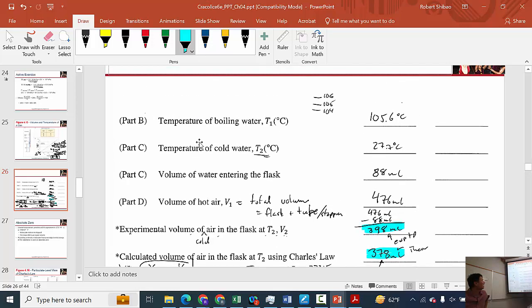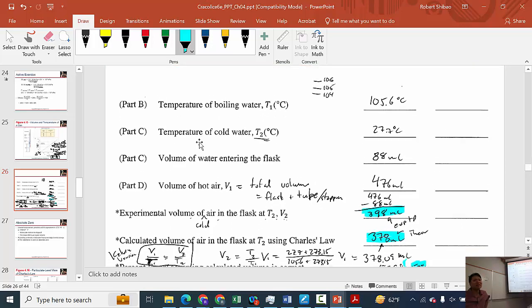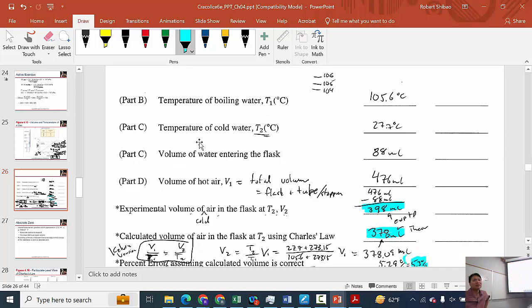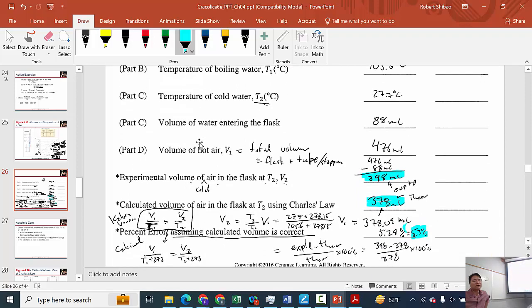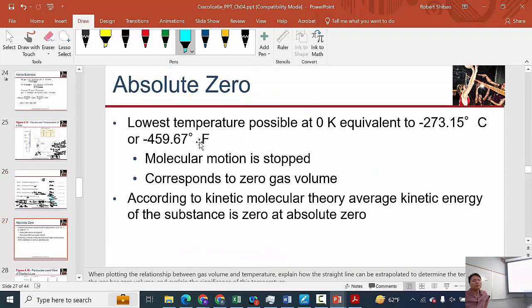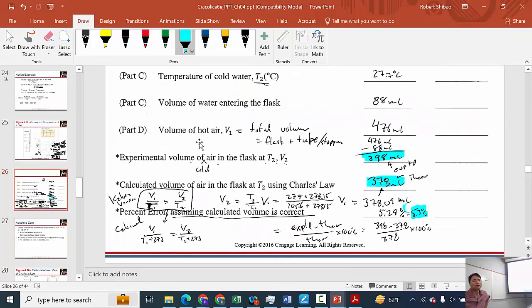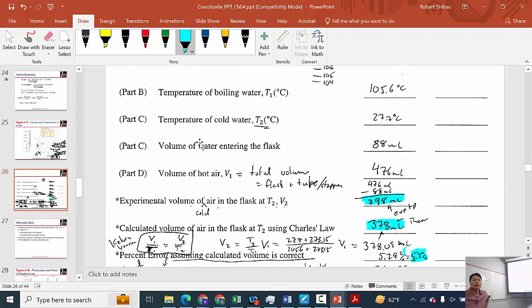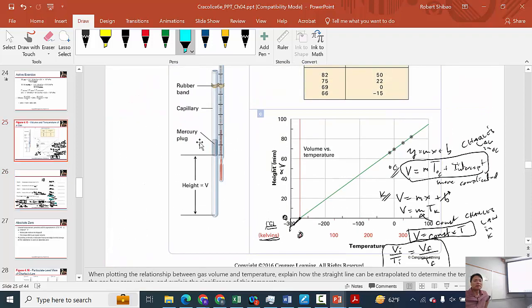Part A, there's no part A in the data table. Okay.